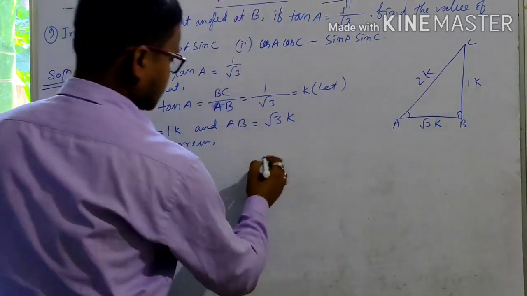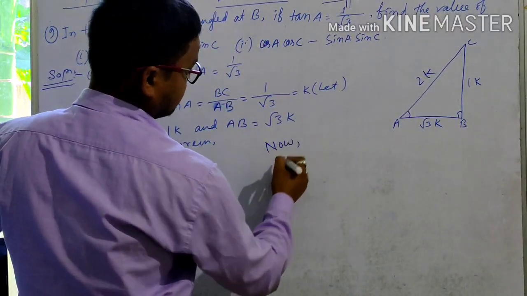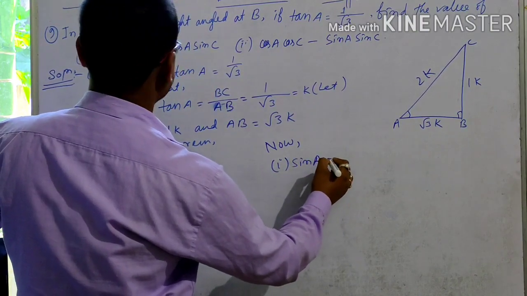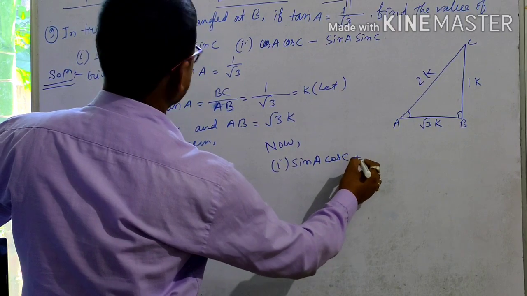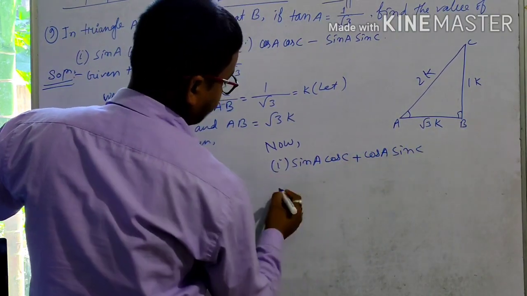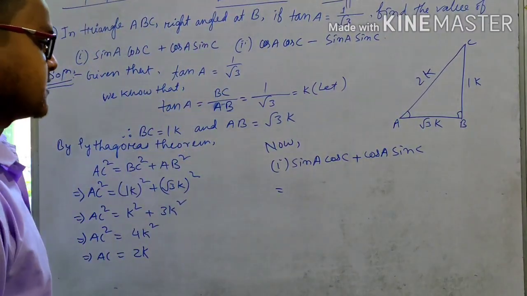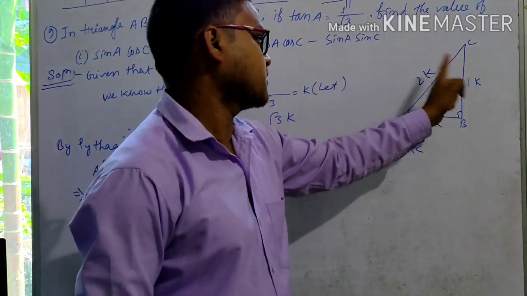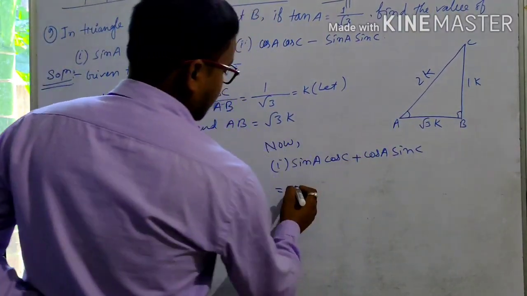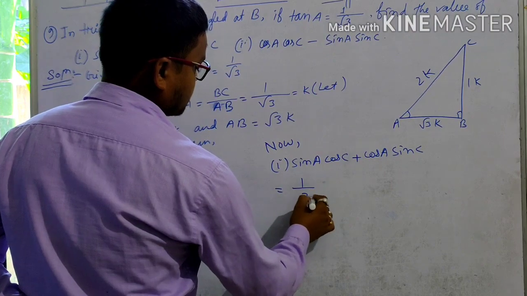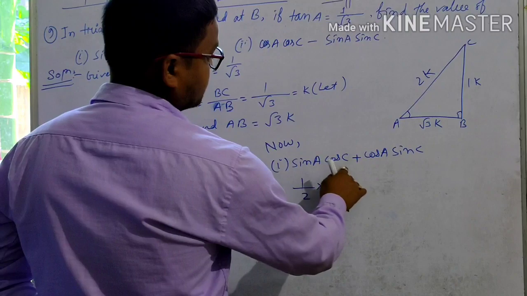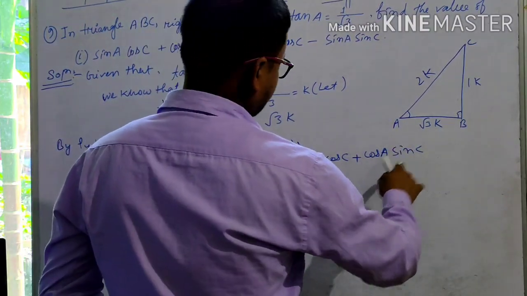Okay, so now directly I will take question number 1. Sin A cos C plus cos A sin C. Now you see, sin A is what? Sin always is perpendicular by hypotenuse. So here perpendicular is BC, so we can take this 1 by 2. Into then cos C.